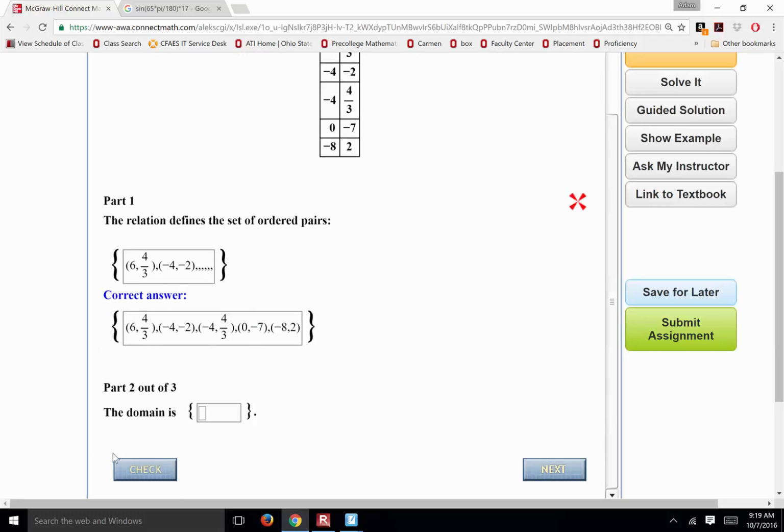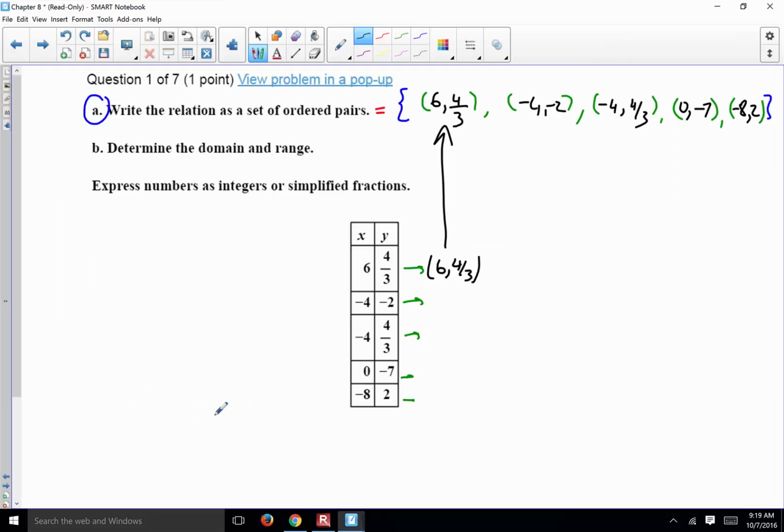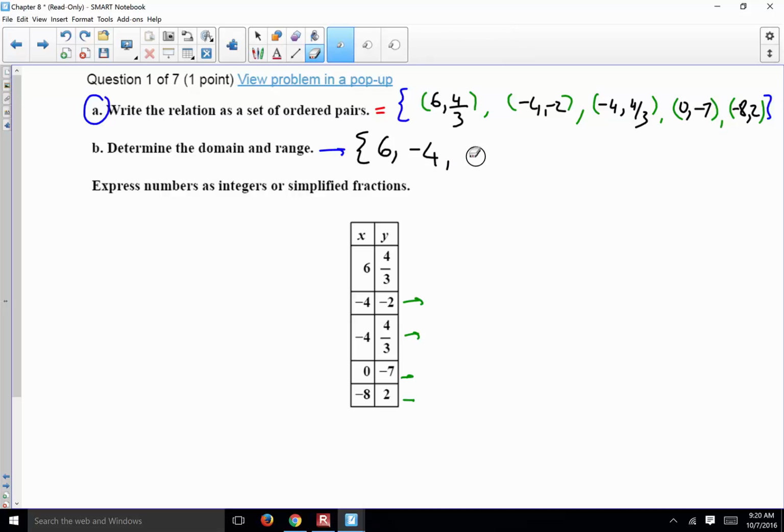Here is the entire list. Domain is the set of all numbers in the first component, or the x values. Compile this list for x values. What is the first x? 6. The second one is, and then another one, right? No repetition is allowed. So back up this one, wrong. I already counted that in, so don't repeat. 0 is next and -8 last.